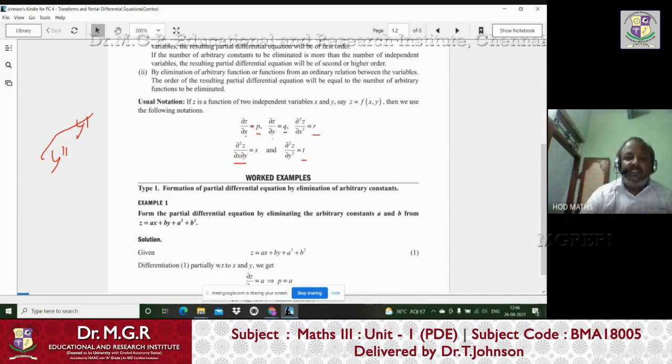Remember, when you differentiate this with respect to x again, you will get dou square z by dou x square, because the first time you differentiate with respect to x, and again with respect to x, it becomes dou square z by dou x square, right? And if you differentiate with respect to y one more time, you will get dou square z by dou y square. But if the first time you differentiate with respect to x, and the second time you differentiate the same thing with respect to y, then you will get dou square z by dou x dou y.